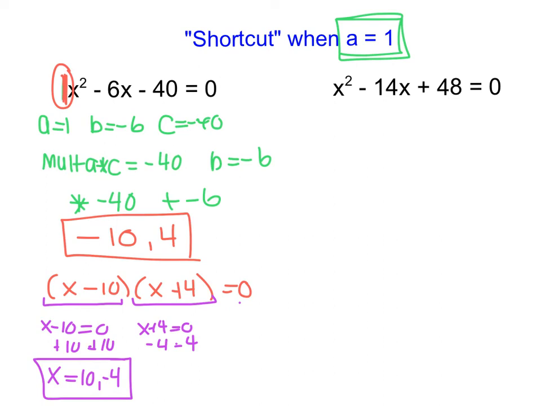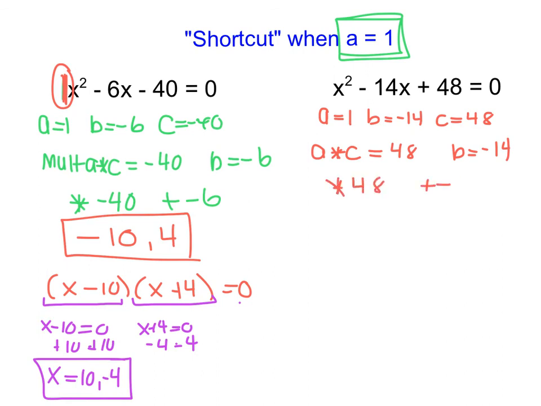Again, I start by identifying A, B, and C. So I have A is equal to 1, B is equal to negative 14, and C is equal to 48. Then from here, I need to multiply A times C. So I get 48. Add to B, which is negative 14. So I need two numbers that multiply to be 48, but add to be negative 14.